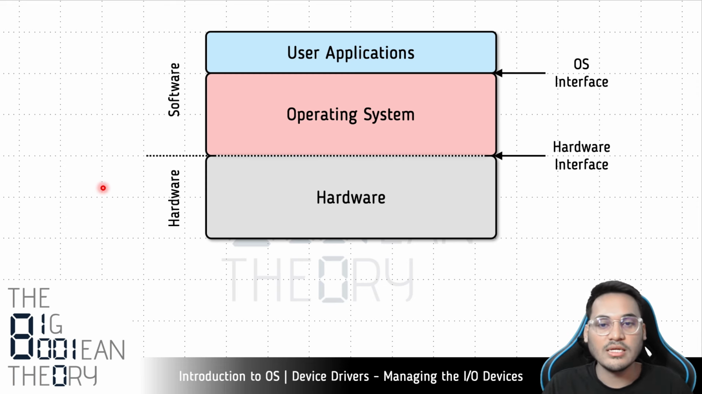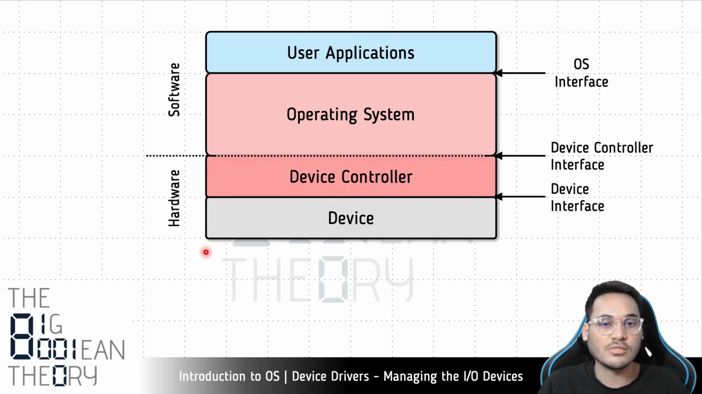So let us start the discussion with this compute stack. As you can see, it has three layers. At the very bottom, there is the computer hardware. Then there is the hardware interface. On top of the hardware interface, there is the operating system. And over the operating system, the user applications are based. In the hardware layer, we are now concerned with the IO devices. There are two parts here also. At the very bottom, there is the device itself. And then over the device, there is the device controller that is responsible for managing the device. And there are two interfaces. The first one is the device interface, and the second one is the device controller interface with which the operating system interacts.